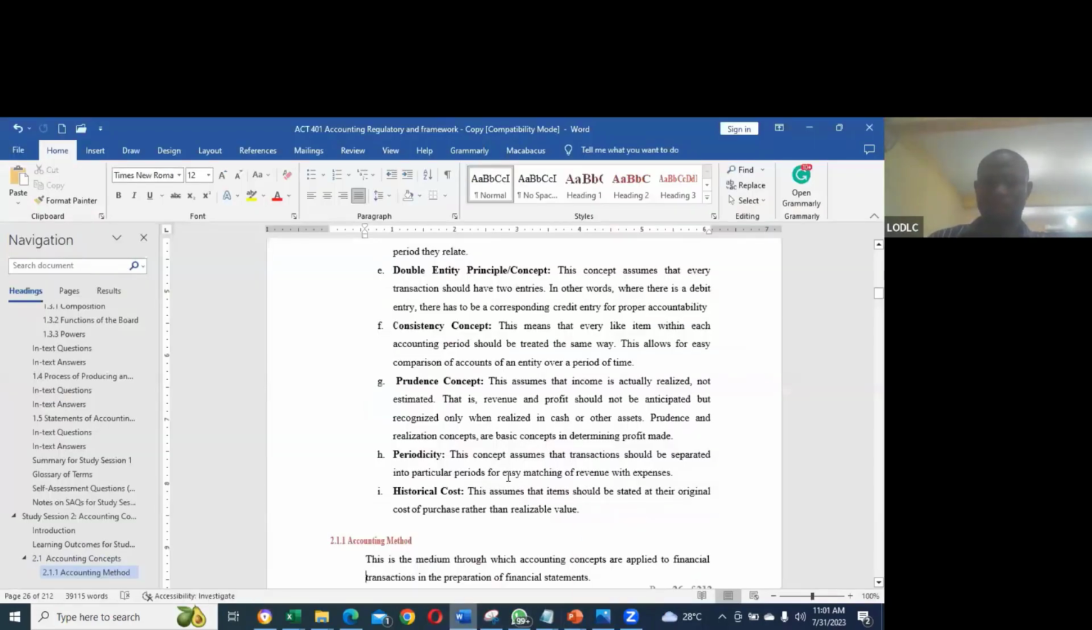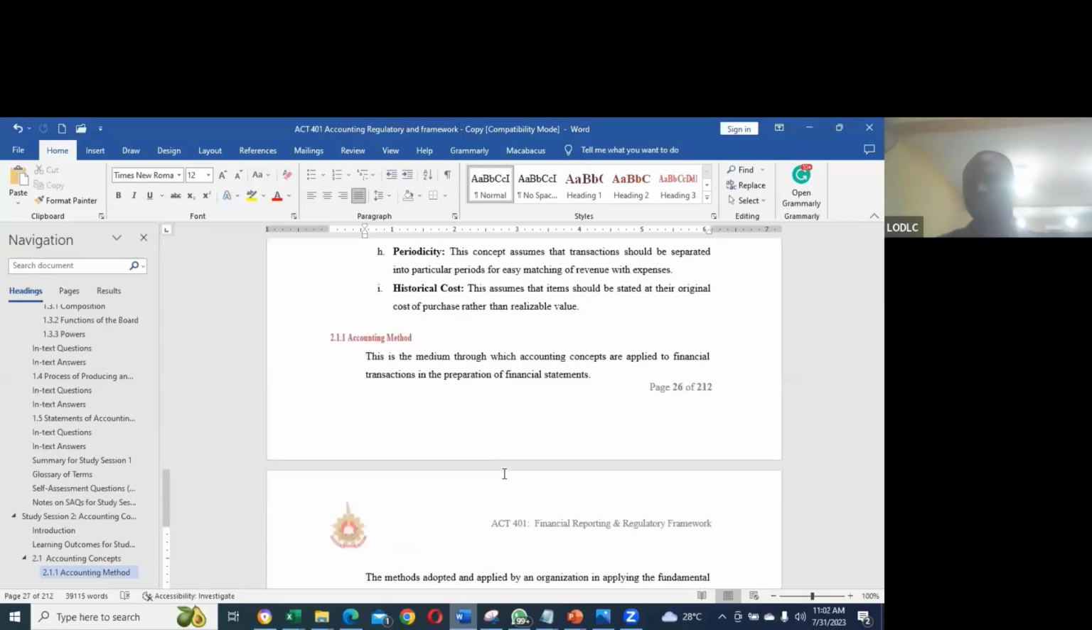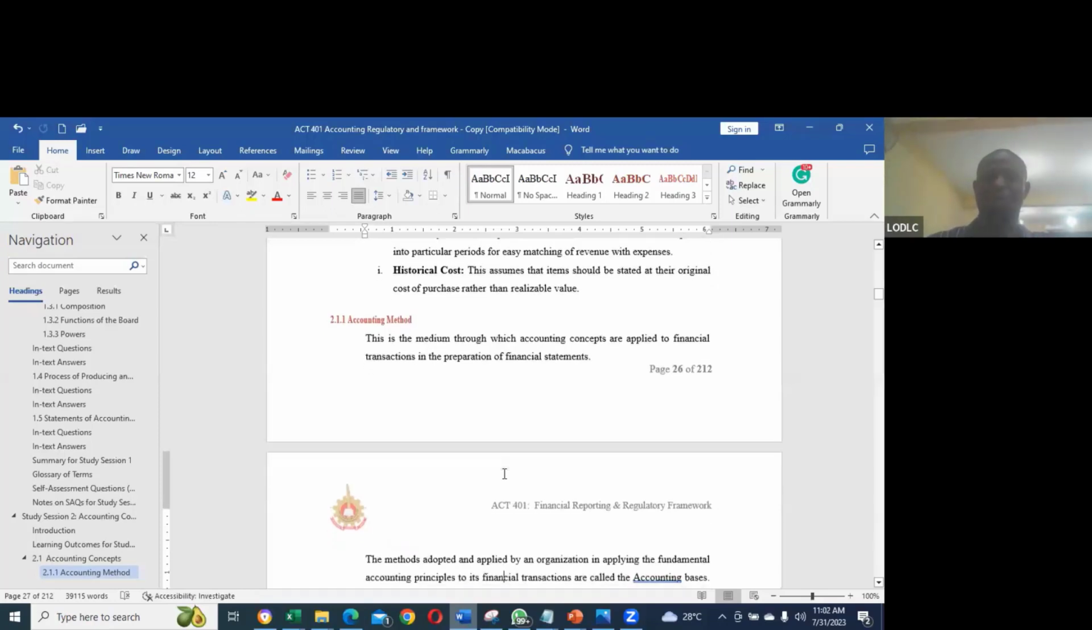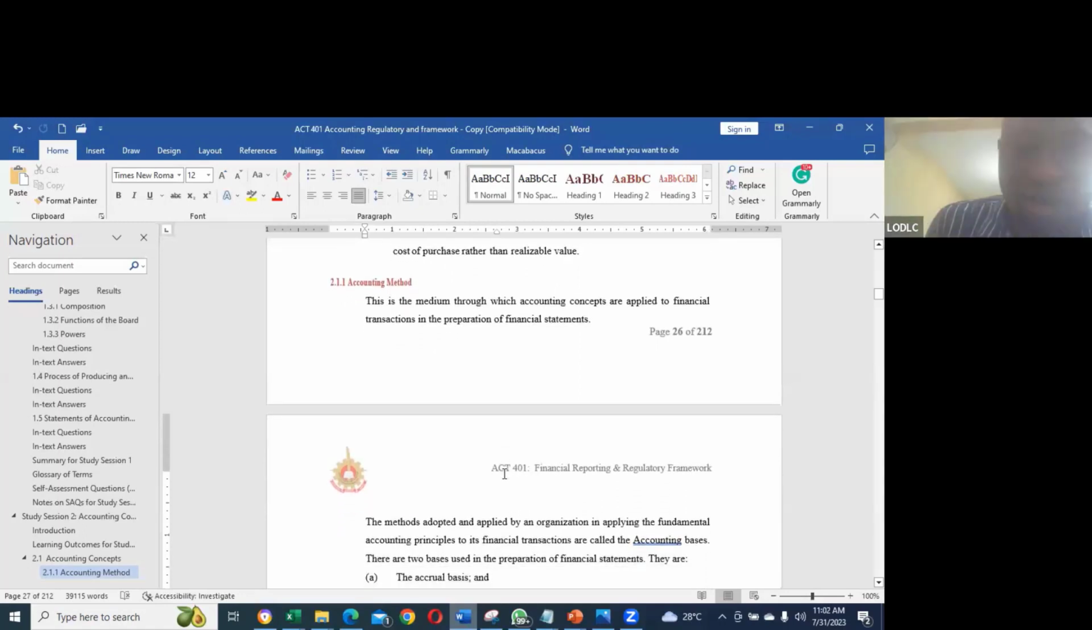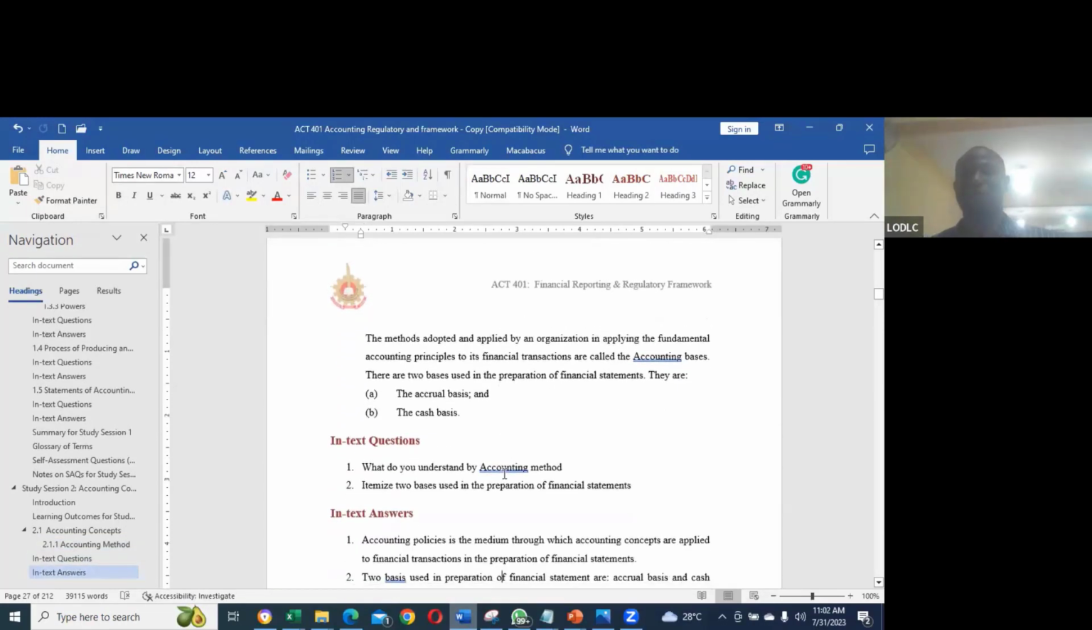So then what are the accounting methods? Accounting method is just the medium through which accounting concepts are applied to financial transactions in the preparation of financial statements. What we are saying about accounting method is, what are the mechanisms through which the concepts that we have been discussing can be applied for us to prepare our financial statements? So that is the method to be adopted and applied by the organization. We have two bases for this: accrual basis and cash basis.